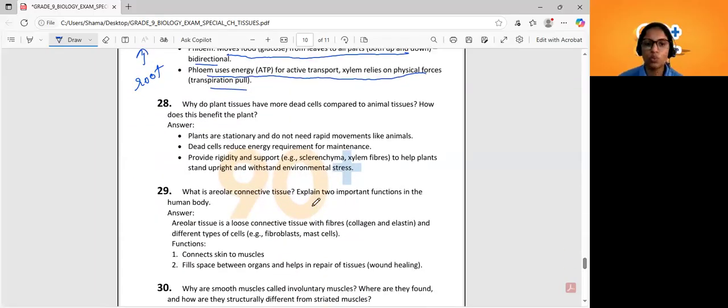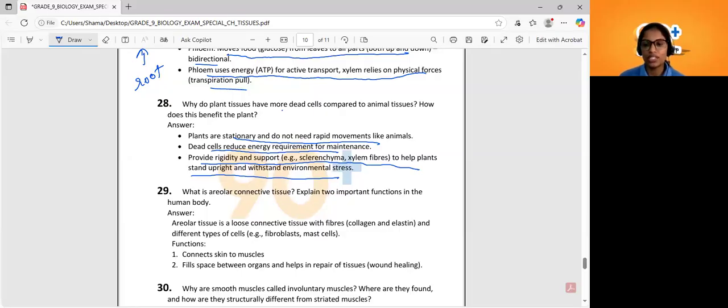And the 28th question is, why do plant tissues have more dead cells compared to animal tissues, and how does this benefit the plant? Plants are stationary and do not need rapid movements like animals. Dead cells reduce the energy requirement for maintenance and provide rigidity and support. Examples are sclerenchyma and xylem fibers, which help plants stand upright and withstand environmental stress. Plants are stationary, so they don't require much energy. Animals wander here and there for shelter, food and mates, so they require more energy.